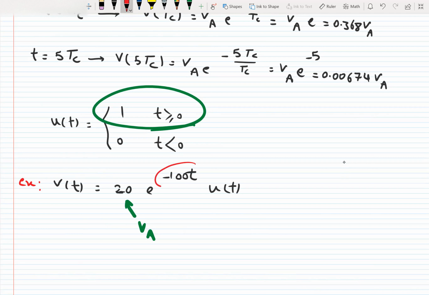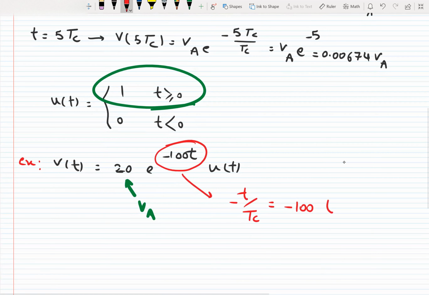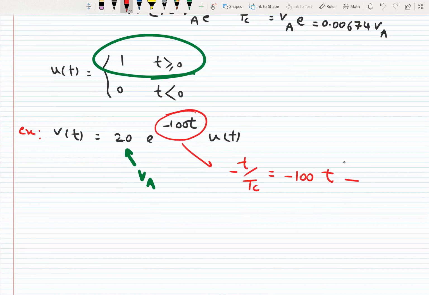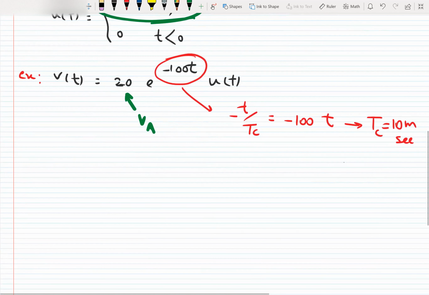We know that the power of e is equal to negative t over Tc. So if negative t over Tc is equal to negative 100 t, as a result, Tc will be equal to 10 milliseconds. Okay, Tc is 10 milliseconds. So let's graph this signal.